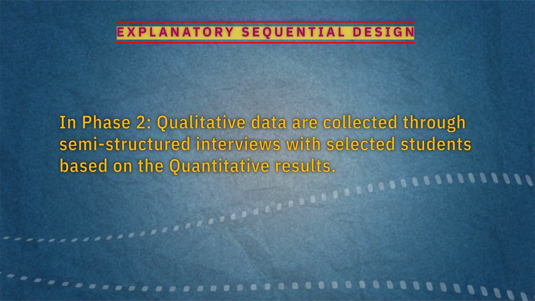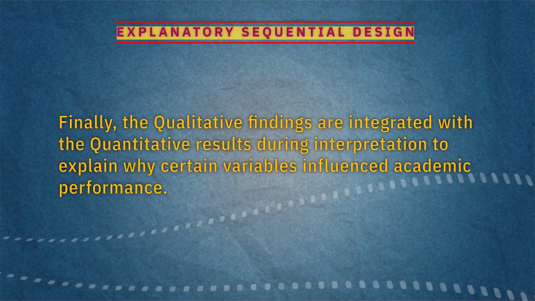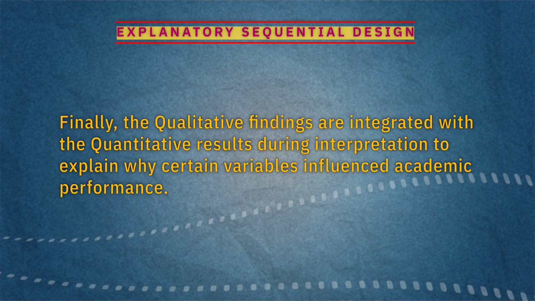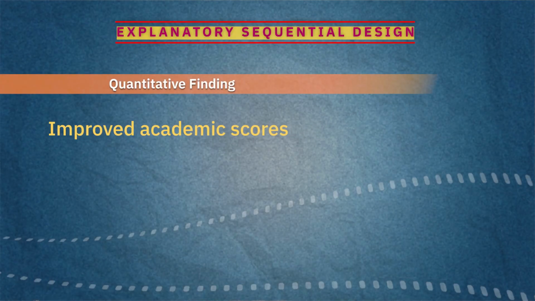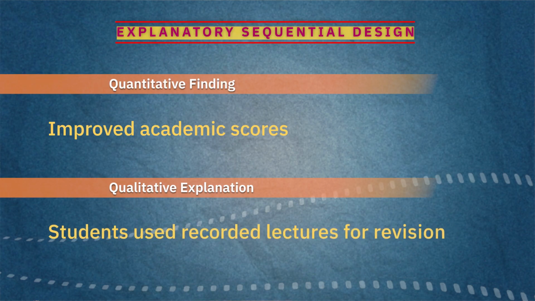Then comes phase 2. The qualitative data are collected through semi-structured interviews of selected students based upon the quantitative results, for example, high-performing or low-performing students. Finally, the qualitative findings are integrated with the quantitative results during the integration to explain why certain variables are affecting the academic test scores. For example, let's say we have a quantitative finding which says there's an improved academic test score. So the qualitative explanation could be that students use recorded sessions for revision.